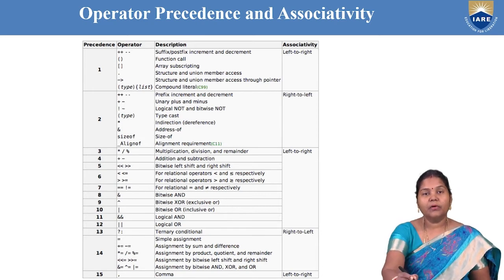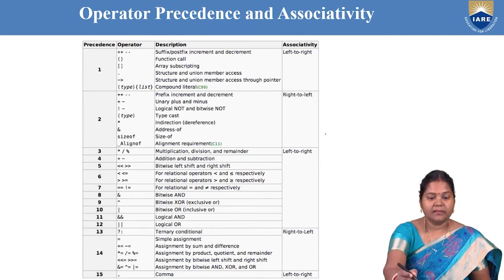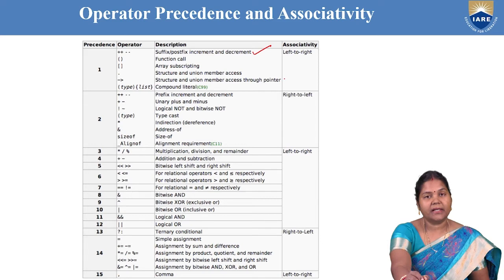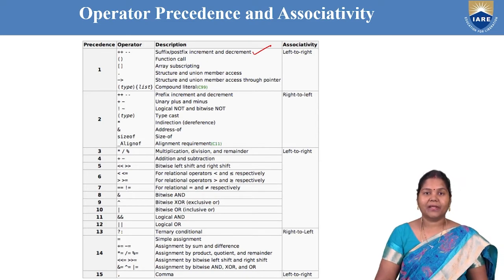Coming to all the operators in C language, you can observe here that plus plus and minus minus, which are called suffix or postfix increment and decrement, have the highest priority, and it is from left to right. Similarly, function calling, array subscripting, the structure and union operators dot and arrow, and typecasting by writing compound literals all have the highest priority, and the associativity is from left to right.